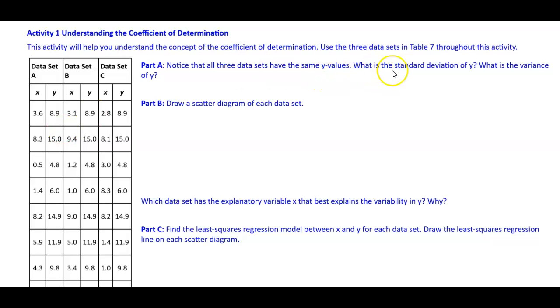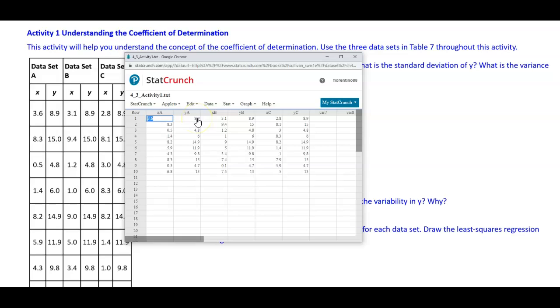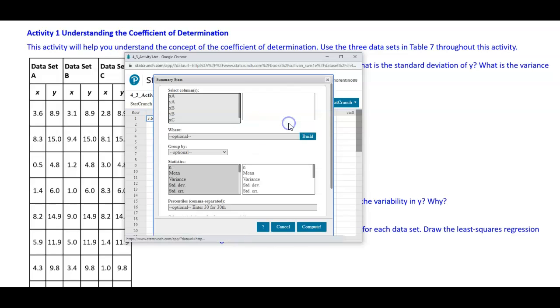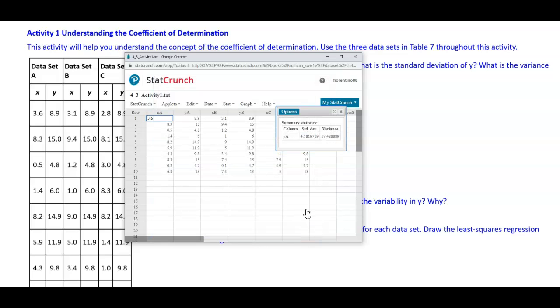So what we want to do is find the standard deviation of the y values and the variance of y. So we're going to open this up in StatCrunch. This data can be opened up in StatCrunch, and then we can just find the standard deviation and the variance of the YA column. So we're going to go to Stat, Summary Stats, Columns. We'll select the first Y because it's all the same, and we want to find the standard deviation and the variance. So let's go ahead and do that. I'm going to go ahead and copy this.